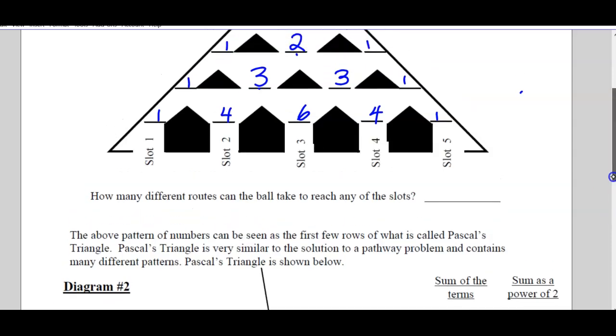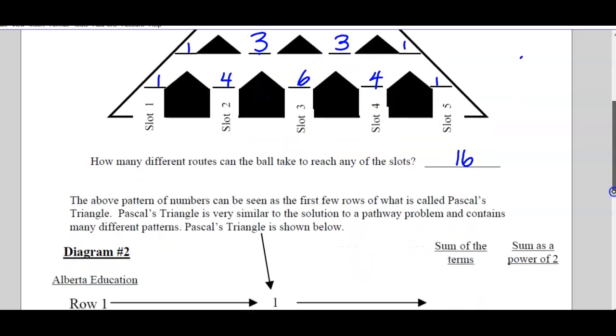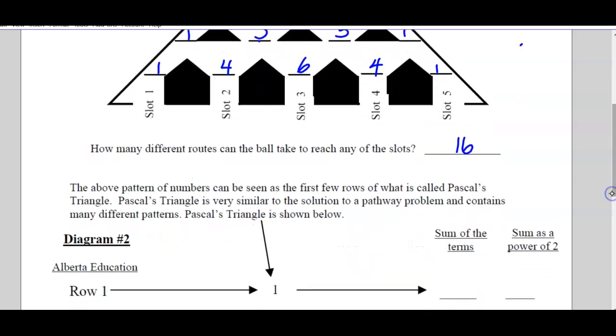Okay. And we even talked about the other day, if you add up all of the ways to get the pinball coming out of a slot, in this case, that's going to be 5 plus 6 is 11, plus 4 is 15, plus 1 is 16. Each row here actually adds up to a power of 2. Okay. In this case, that's 16. Okay. So we're going to relate that to Pascal's triangle.